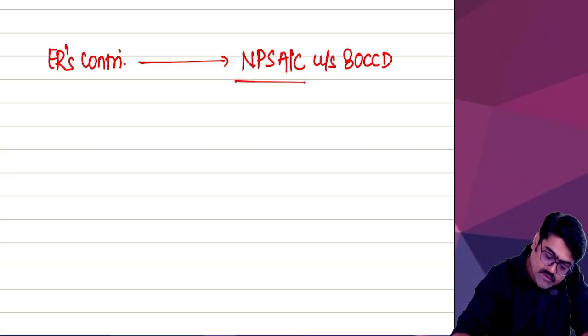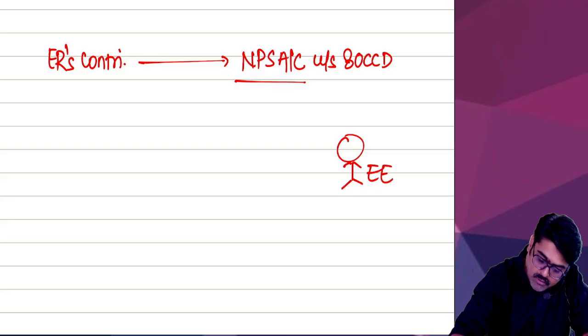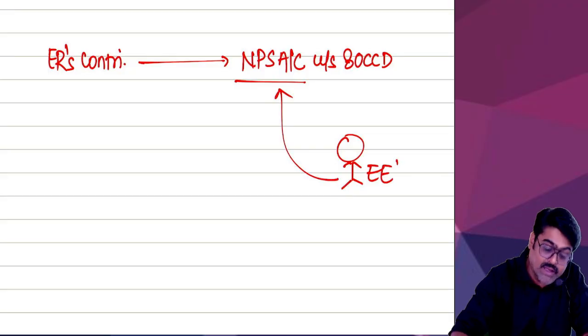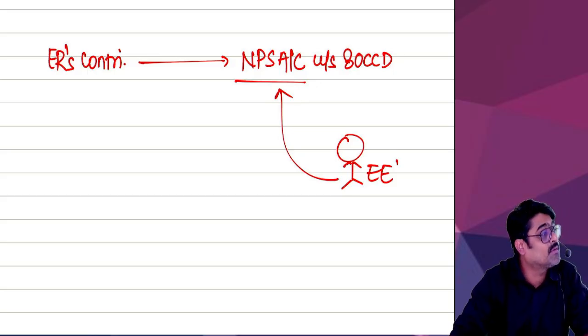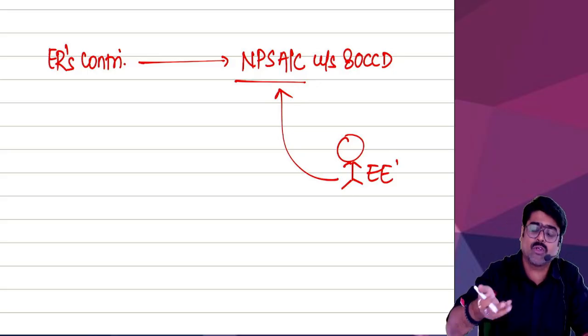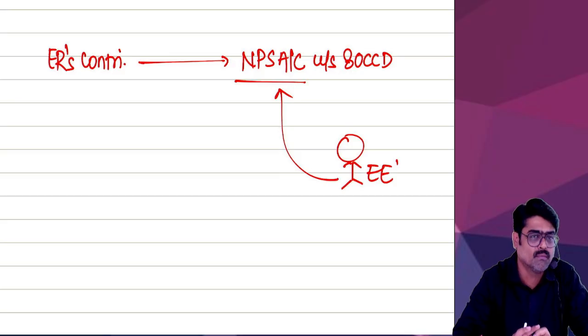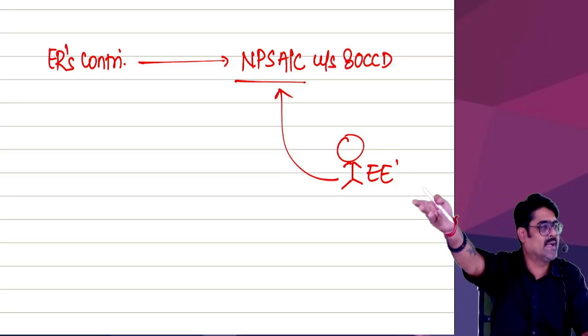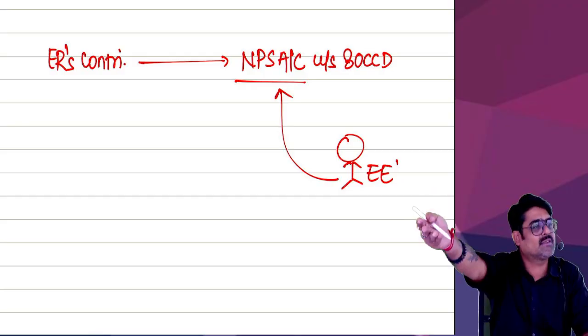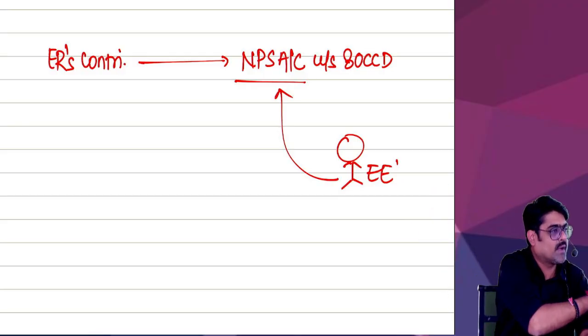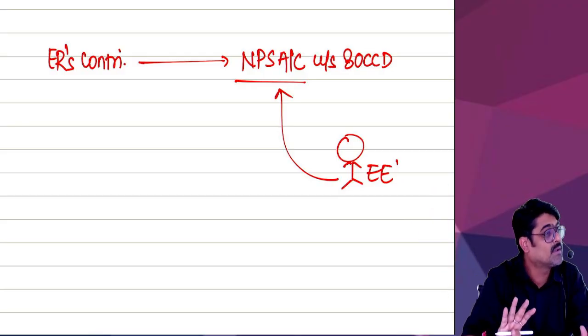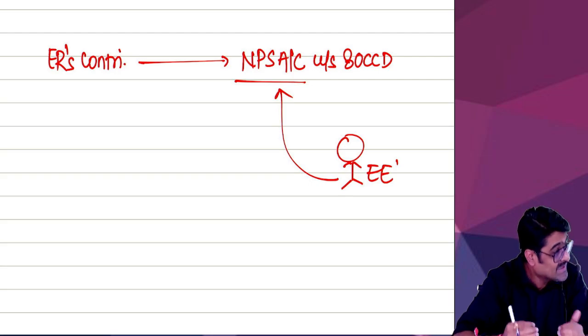In this NPS account, the employee will also contribute. This is known as employee's contribution, and this contribution will be out of salary, and salary is already taxed. So out of the taxed salary, the contribution is going. No need to give any separate treatment under the head salary.